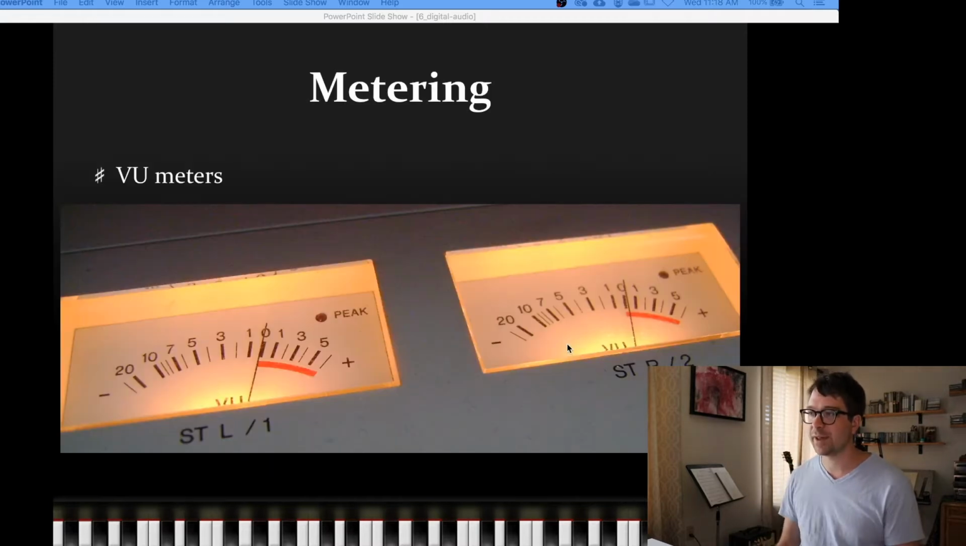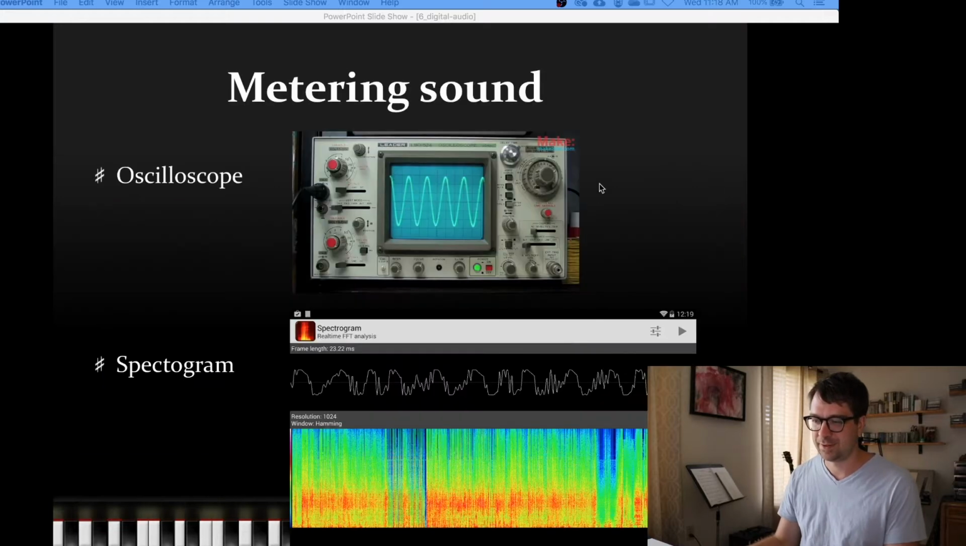Also with analog, we have these sweet VU meters. To me, it kind of makes you feel like I'm on a submarine or something. See the needle going back and forth. And then we use oscilloscopes to zoom in and see what the sound wave is doing in time.